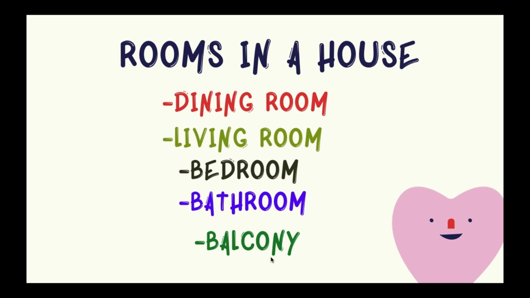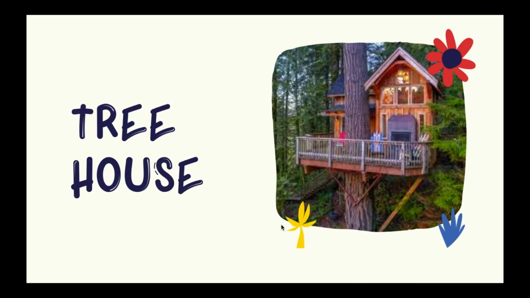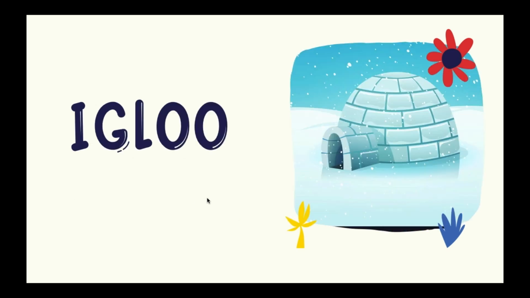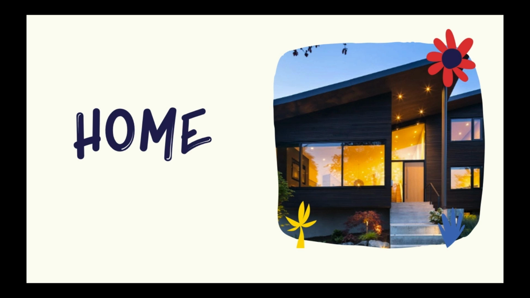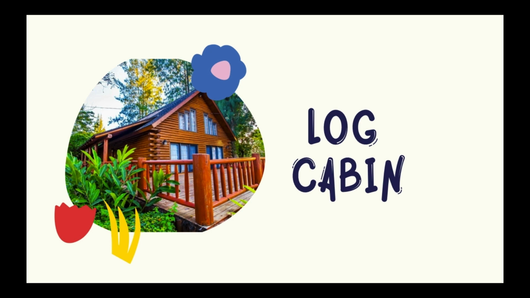That's very good. Now we were talking about types of houses, right? This is a houseboat. Tree house. Igloo. Good. That's very good. This is my home. My big home or my small home, right? That's very good. This is a mobile house. That's very good. This is a log cabin. That's very good.